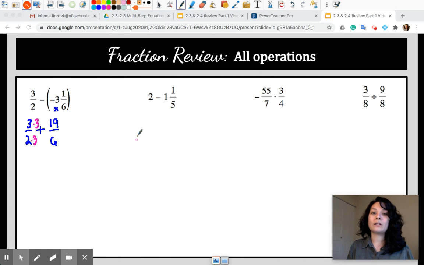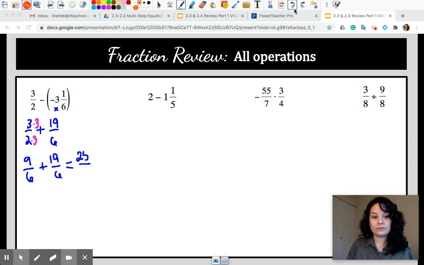What I do to the bottom, I must do to the top, and I'm going to rewrite these fractions as equivalent fractions. If I multiply here, I get 9 over 6, and then I'm just going to bring down my plus 19 over 6. Now that my denominators are the same, I can add these two fractions together. My numerators, when I add, gives me, nope, not 25. That's going to give me 28. And my denominator stays the same.